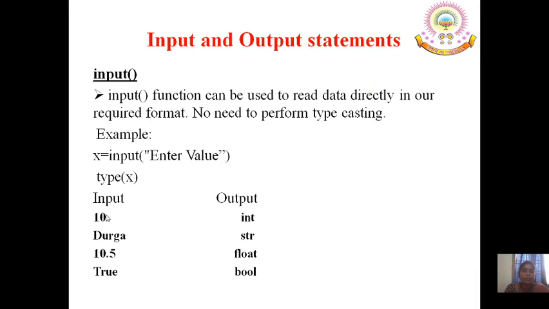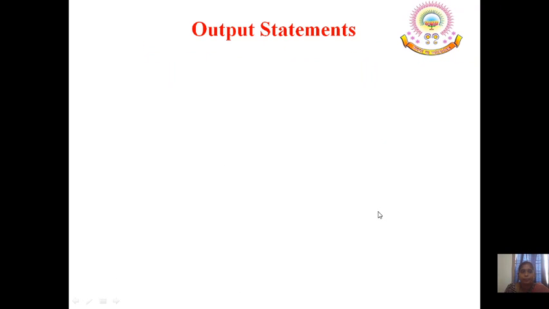So let us suppose if you are giving 10 as input, then x will be integer type. If you are giving a value as Durga, x will be of type string. If you are using 10.5, it will be float. If you are using True, where T is a capital letter, then it will be a boolean data type.